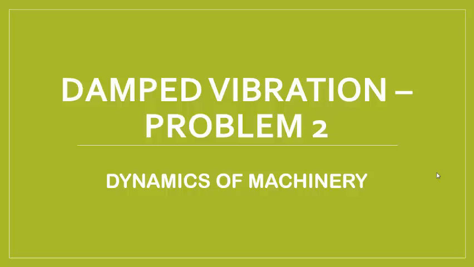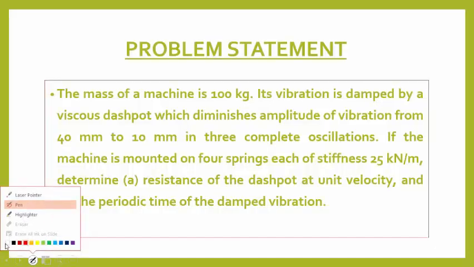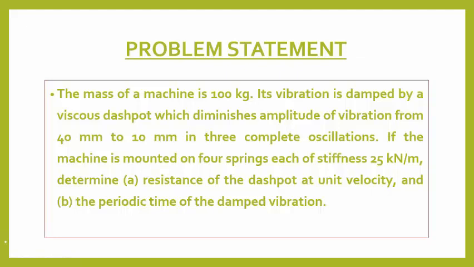Dear students, this is the second problem we are going to solve on damped vibration. This is the problem statement. The mass of a machine is 100 kilogram. Its vibration is damped by a viscous dashpot which diminishes amplitude of vibration from 40 millimeter to 10 millimeter in 3 complete oscillations. If the machine is mounted on 4 springs, each of stiffness 25 kilonewton per meter, determine the resistance of the dashpot at unit velocity and the periodic time of the damped vibration.